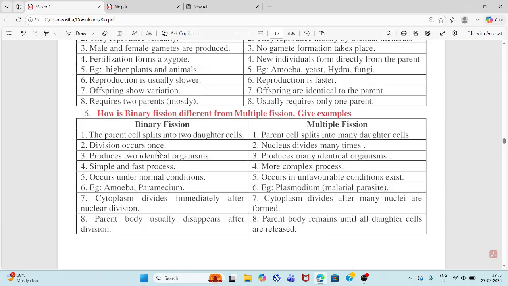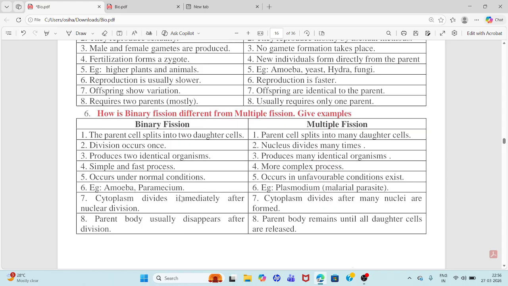Binary fission, multiple fission. The parent cell splits into daughter cells. Here, the parent cell splits into many daughter cells. Here, two daughter cells. Here, many daughter cells. Division occurs once. Here, the nucleus divides many times. Produces two identical organisms. Here, produces many identical organisms. Simple and fast process. Here, a more complex process. Occurs under normal conditions. Here, occurs in unfavorable conditions.